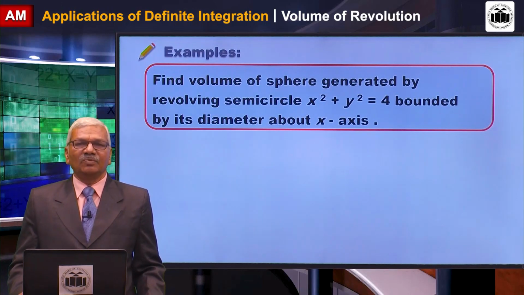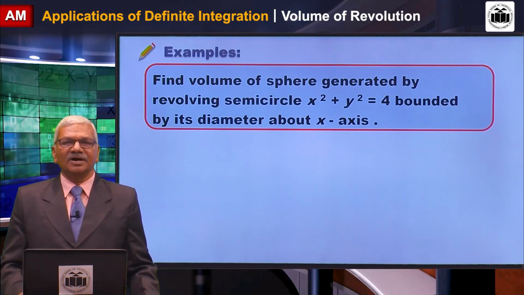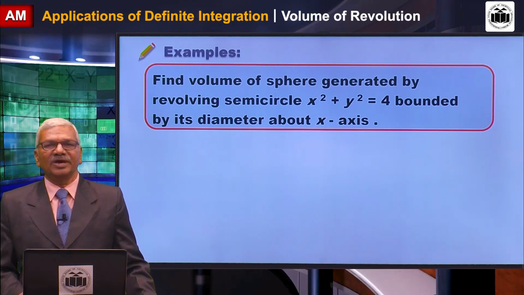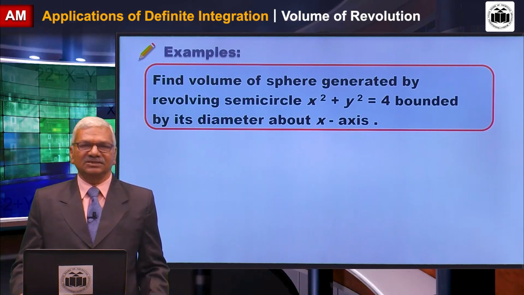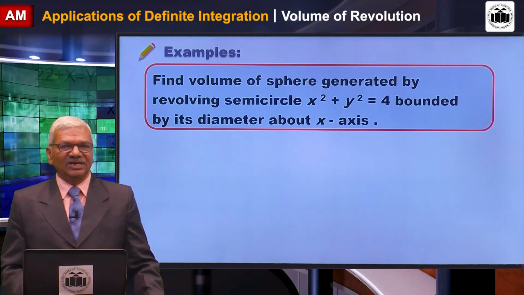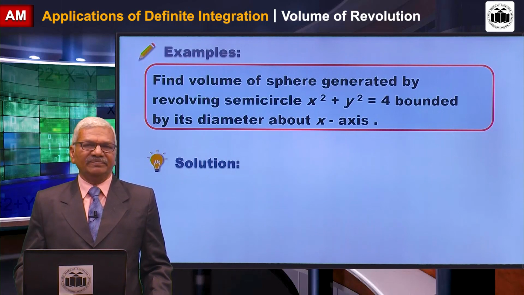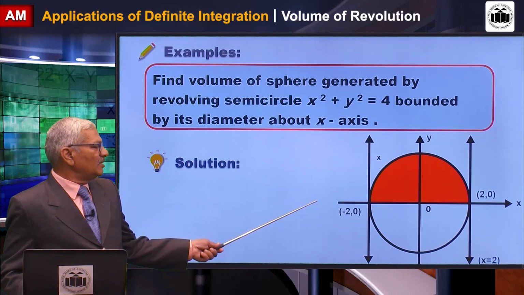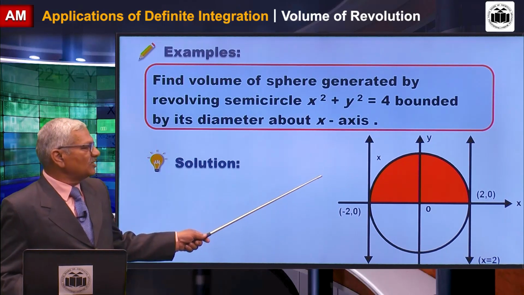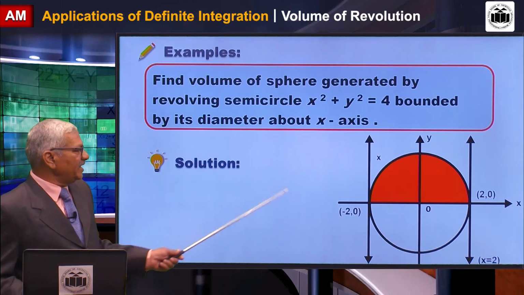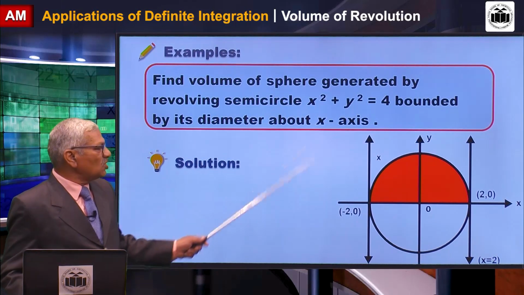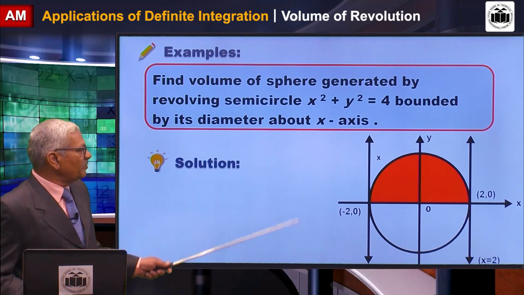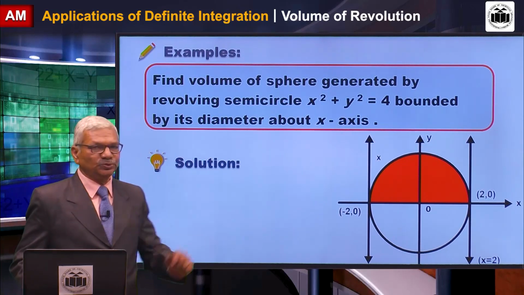Here is an example. Find volume of sphere generated by revolving semicircle x square plus y square equals 4 bounded by its diameter about x-axis. Here x square plus y square equals 4 is a semicircle. See the diagram. This is a semicircle which is revolved about x-axis to form a sphere. So the area above the x-axis is revolved about x-axis. So the limits of integration are minus 2 to plus 2.